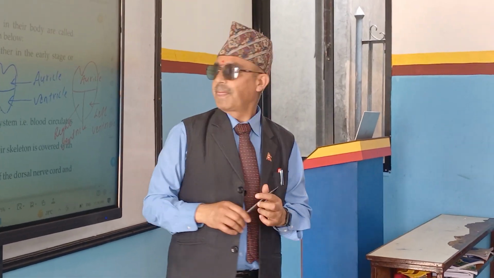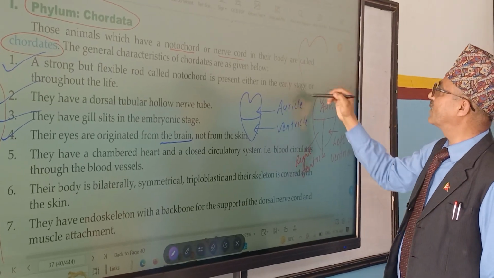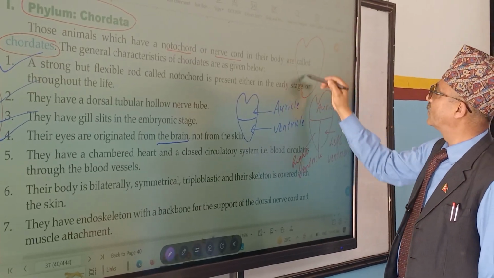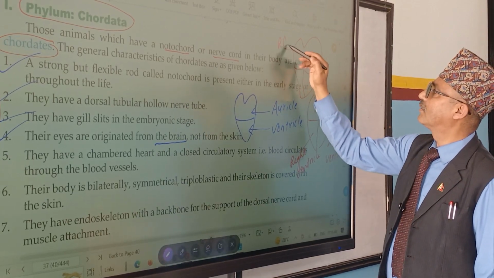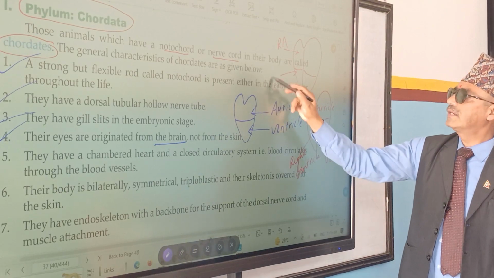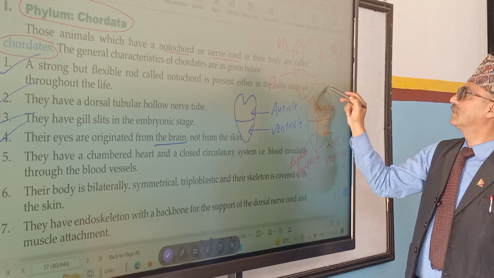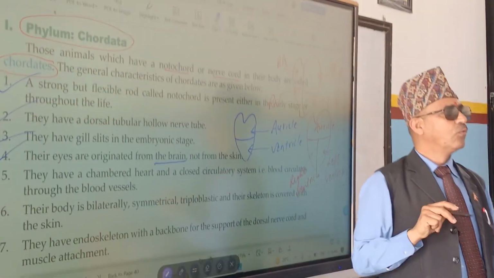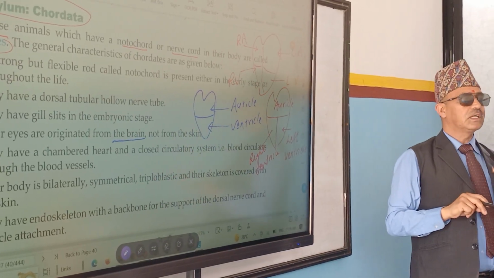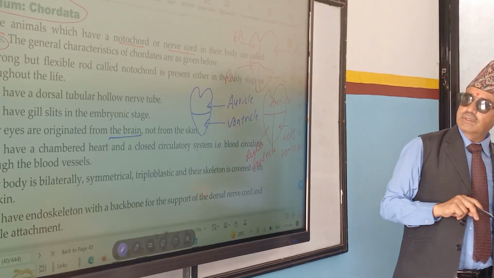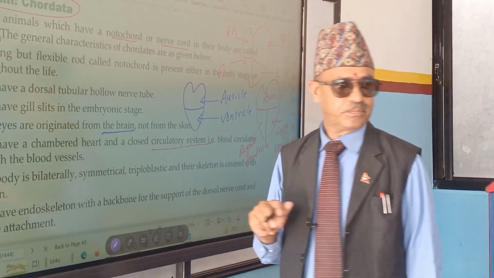Do exercise. Okay. And a 4 chambered heart means, what are the 4 chambers? Right auricle, right ventricle, left auricle, left ventricle. These are the 4 chambers. So, the heart contains either 2 chambers, 3 chambers, or 4 chambers. Chambered heart. Closed circulatory system.